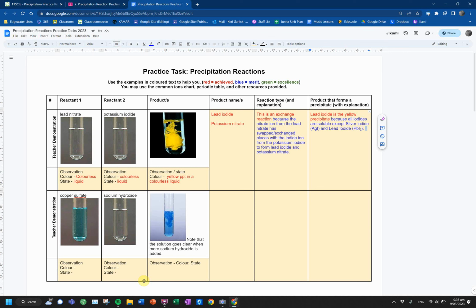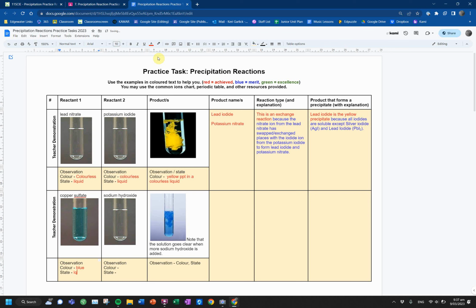Okay, second example that we are doing, we are taking copper sulfate. Copper sulfate is this solution here, and we're going to make observations. You need to do observations for the achieved level. So what color is this? Blue. What state is it in? Liquid.